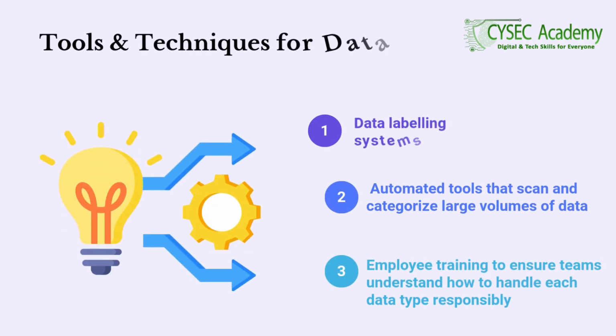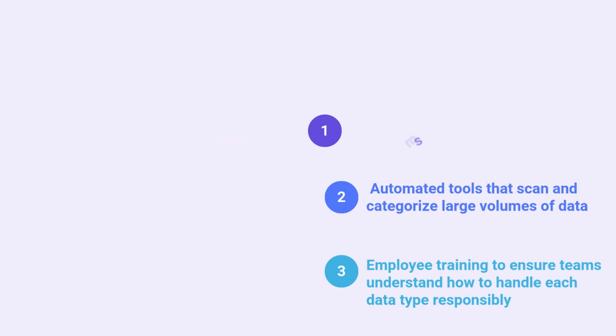Tools and techniques for classification. Implementing an effective classification system goes beyond identifying categories. Financial institutions can strengthen their data protection through: 1. Data labeling systems to tag files by sensitivity. 2. Automated tools that scan and categorize large volumes of data. 3. Employee training to ensure teams understand how to handle each data type responsibly. These steps create a culture of awareness and accountability across the organization.